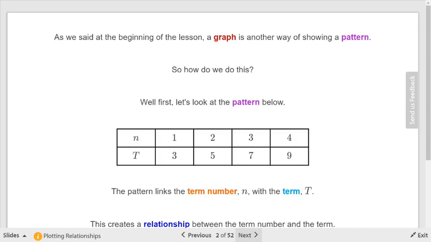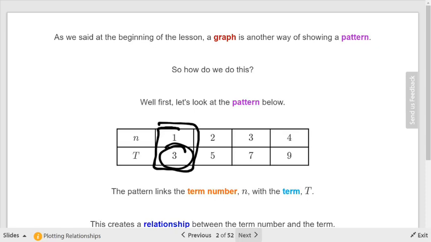anytime you have a pattern, remember, a couple of things have to be true. First of all, that you can't just interchange the numbers, right? So in this particular table, if I have an n of 1, what is the only possible number that can be paired with that 1 in this case? The 3, right? n is 1, then t has to be 3. They cannot be interchanged, okay?